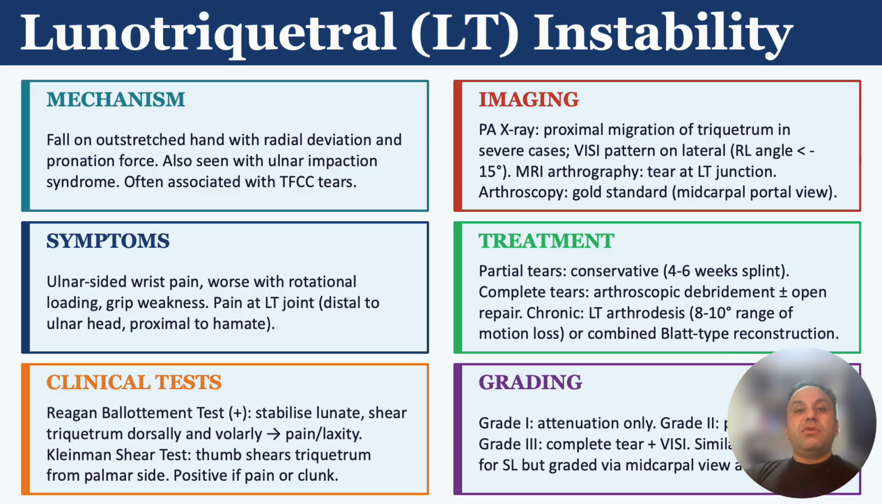Also, ulnar impaction syndrome causes progressive lunotriquetral wear and can cause tears, and can occur in isolation or as part of stage 3 Mayfield. In these patients you'll have tenderness over the lunotriquetral joint, and the Reagan ballottement test, which we'll cover, will show it. On X-rays you have a VISI pattern with a radiolunate angle less than -15, and MR arthrogram is actually the investigation of choice.